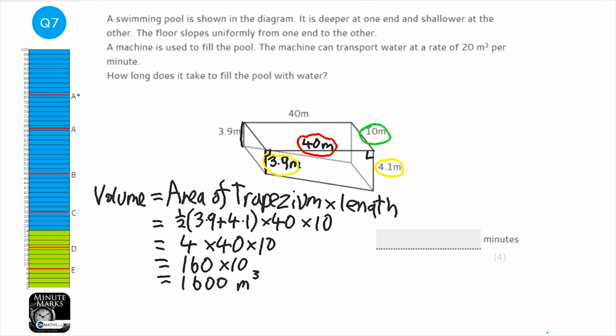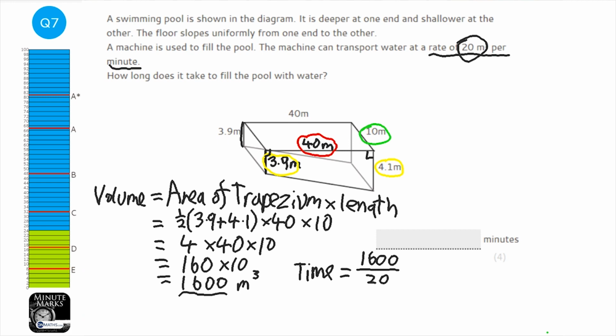Okay, now it says that it fills up a rate of 20 meters cubed per minute. So every minute it's going to fill up 20 meters cubed. So this tells me, so I'm going to say time, this tells me that I'm going to have to divide it. I'm going to find out how many 20s there are in 1,600, and that'll tell me the amount of minutes it will take. Now I'm going to do this as a fraction, because I'm going to pretend this is a non-calculator question, although it could be a calculator or non-calculator.